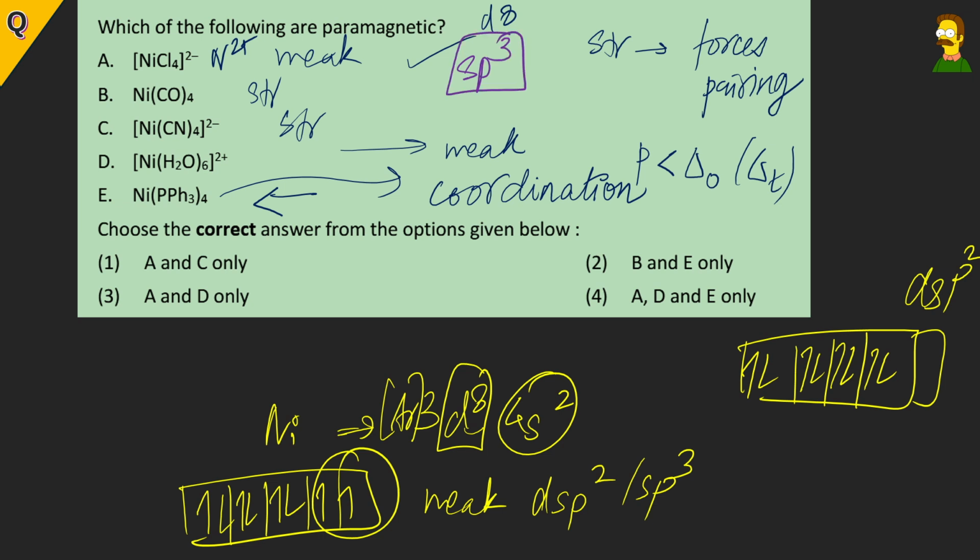You don't have to mug anything here. But if you don't mug, then it becomes difficult. If you have mugged, then also it's difficult. I'll show you why. This is sp3. So there's nothing happening here, and there are a lot of unpaired electrons. So this is going to be paramagnetic for sure.